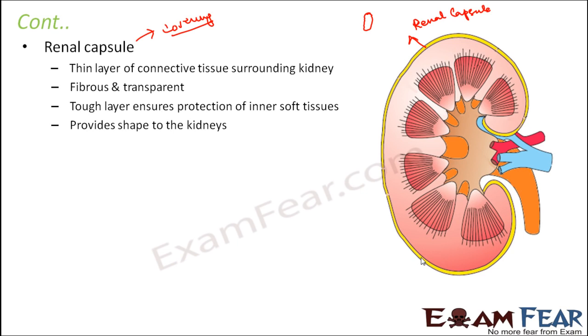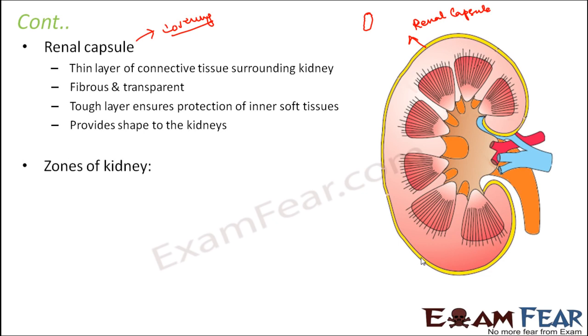Now, due to the presence of this capsule, you actually have a distinct shape of the kidneys. Had this capsule been missing, the distinct shape would not have been recognized, because there are so many other things present in the surrounding, right? So, the specific shape is given by this capsule.